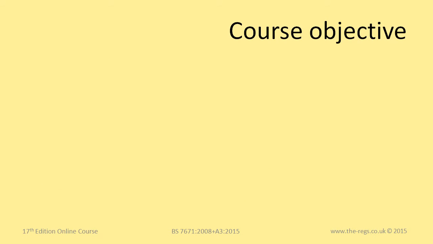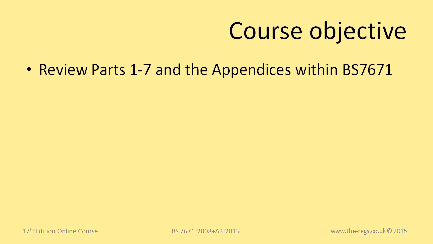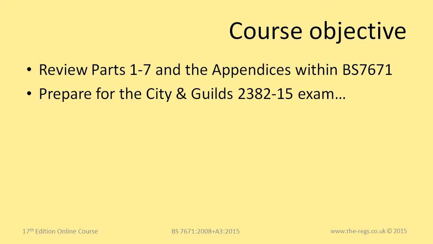Course objective. So this is what we're going to be doing. We're going to go through the yellow book, parts 1 to 7 and the appendices within BS7671. I'm going to be going through the book cover to cover, just talking to you like this as if we were sat in a classroom talking together. So we'll go through the book all the way through from one side to the other, hopefully building up our familiarity with the contents of the book and preparing you for the City and Guilds 2382 exam.